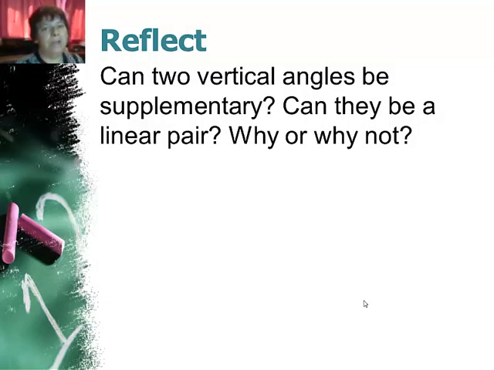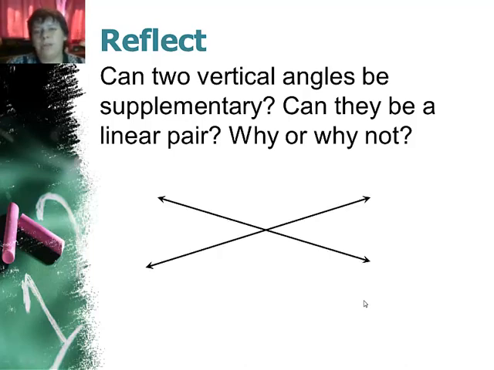So now for reflection. Can two vertical angles be supplementary? Can they be a linear pair? Why or why not? So it helps to draw a picture. You might want to draw 2 lines that cross each other. You may not want this angle for this particular question. You may want to try rotating them to see, can you make them supplementary? Can they be a linear pair?